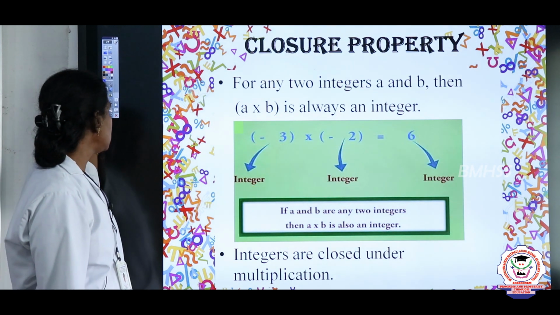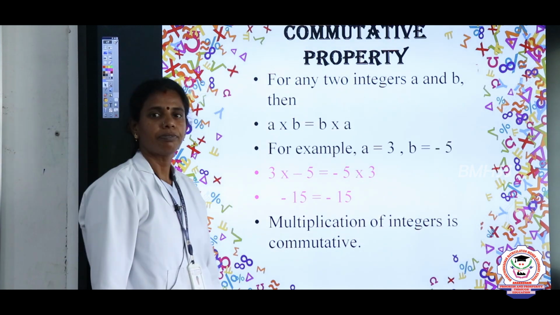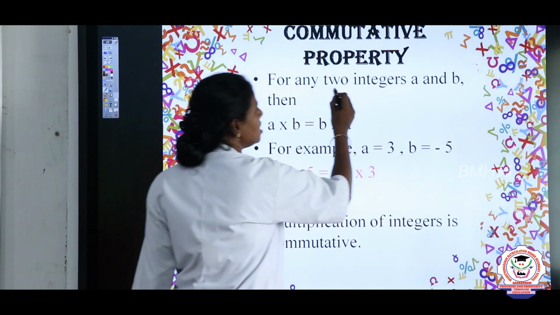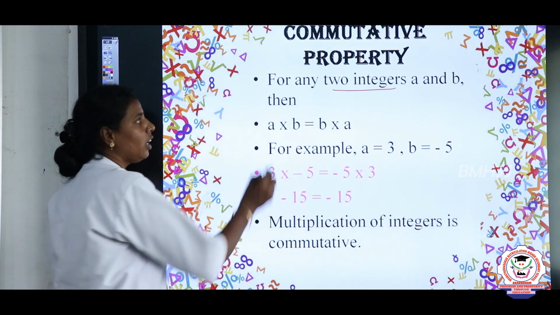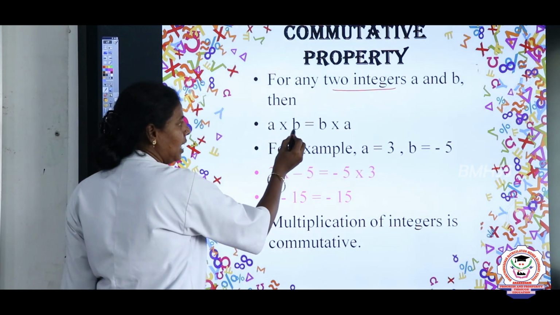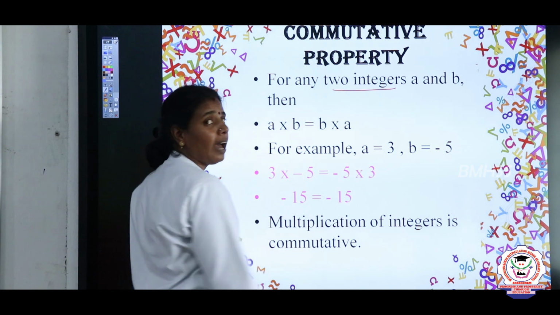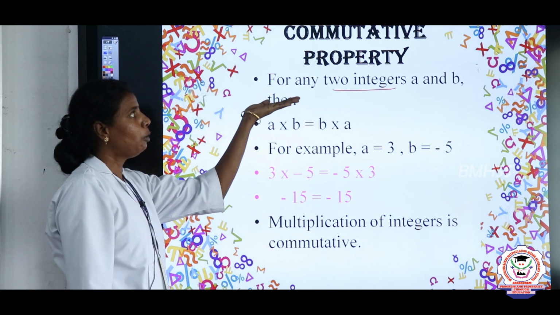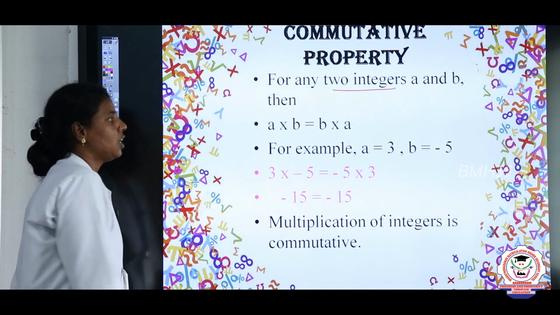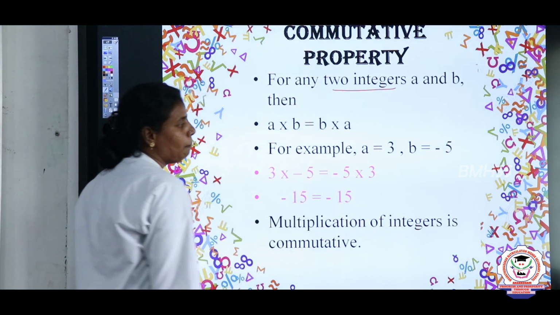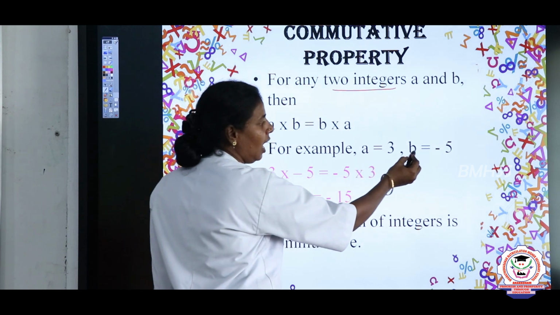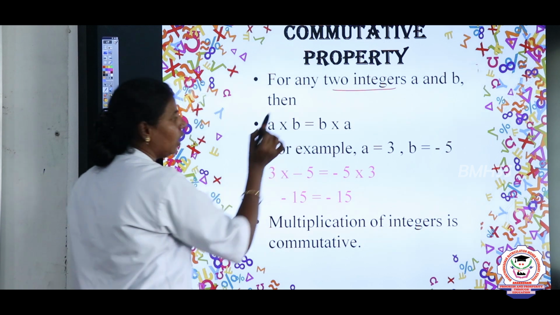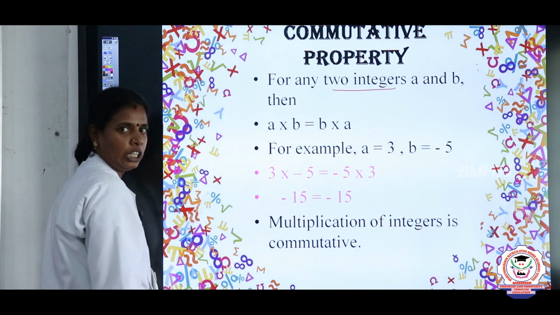Next we are going to see commutative property. In commutative property also we take two integers a and b. The condition is that a into b should equal b into a. If both values are equal, then the commutative property is satisfied for multiplication. Let me see with an example: a equal to 3 and b equal to minus 5. Substitute these a and b values in a into b equal to b into a.